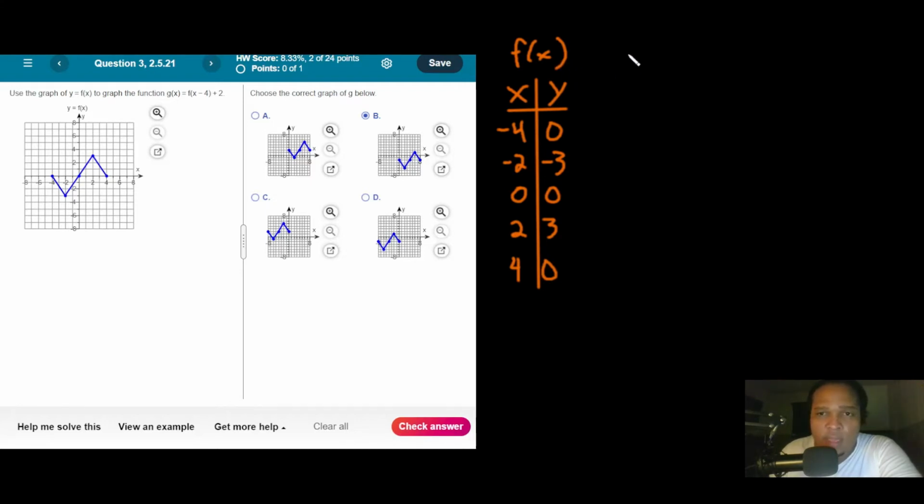Now we also have g of x. So let's go ahead and write our g of x in line. So we have another xy table.